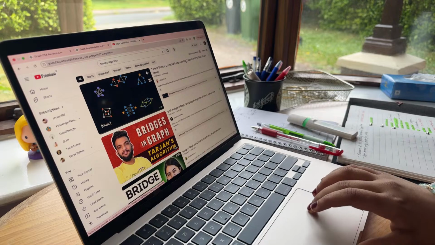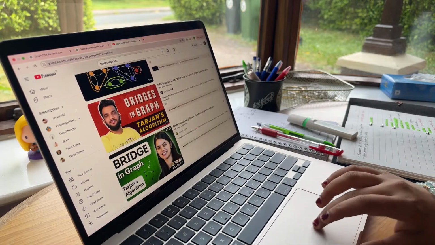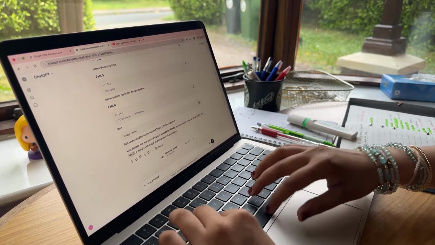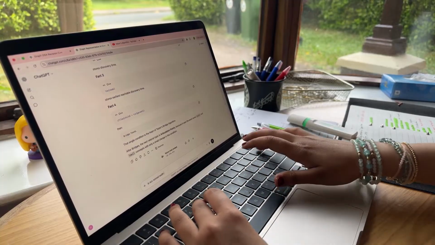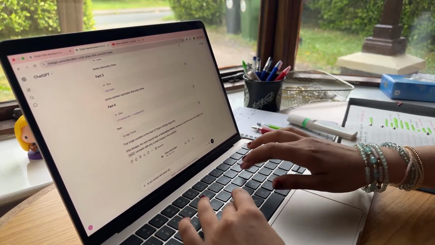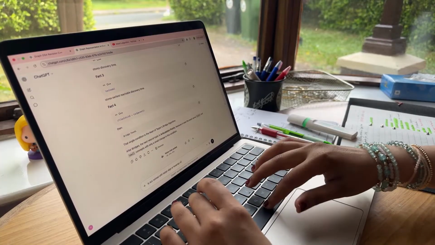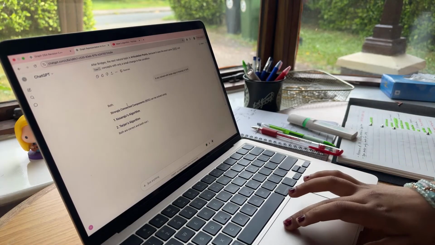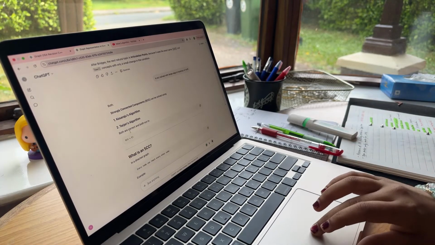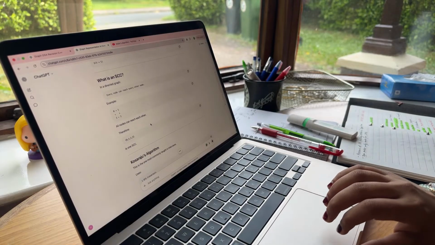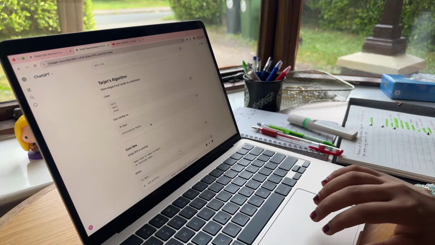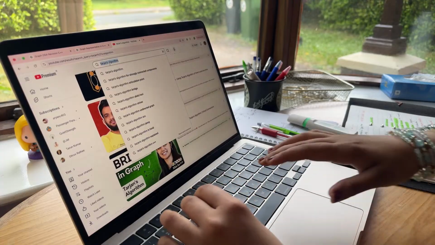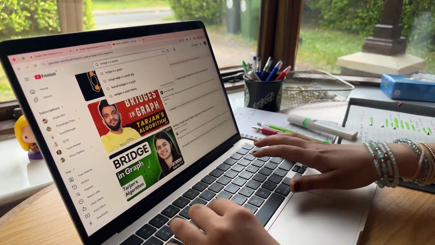Strongly connected component, no, I don't need this, bridges and graph. Is SCC solved with Tarjan or Kosaraju or both? Both. Strongly connected components can be solved with Kosaraju and Tarjan. Okay, I am not going to solve it with Tarjan. I am just going to solve bridges in a graph.